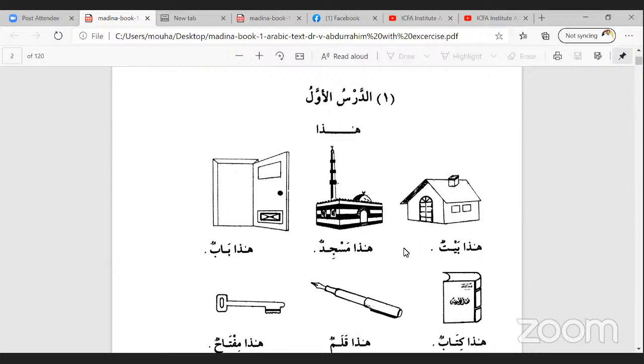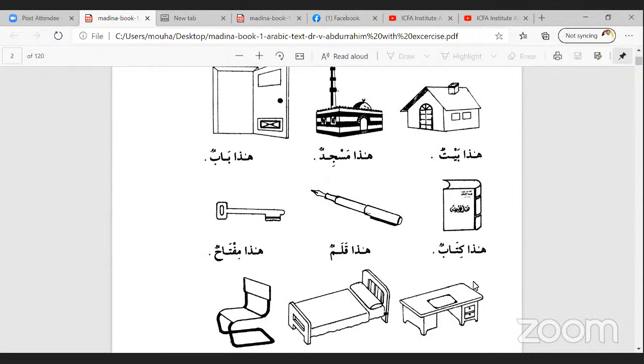هذا باب, this is a door. هذا كتاب, this is a book. هذا قلم. Qalam, qaf is not a throat letter.